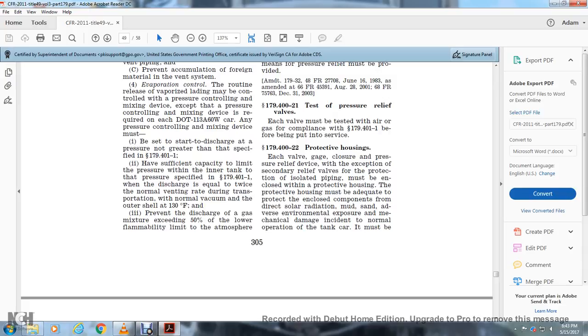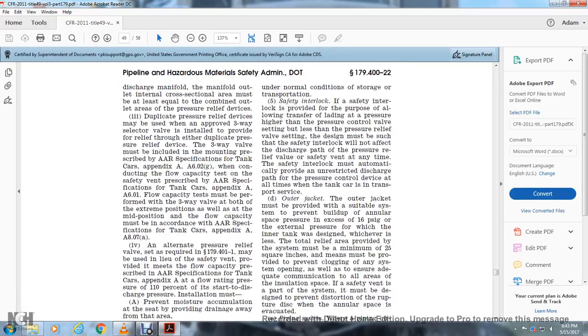During transportation, for normal vacuum in the outer shell at 130 degrees Fahrenheit, prevent the discharge of a gas mixture exceeding 52% of the lower flammability limit to the atmosphere. Under no conditions during storage and transportation shall the safety interlock, provided for the purpose of allowing the transfer of lading, permit pressure higher than the pressure control valve setting and less than the pressure relief valve setting. The safety interlock will not affect the discharge path of the pressure relief valve safety vent at any time.